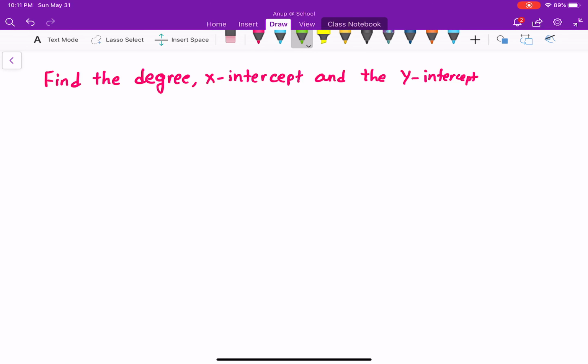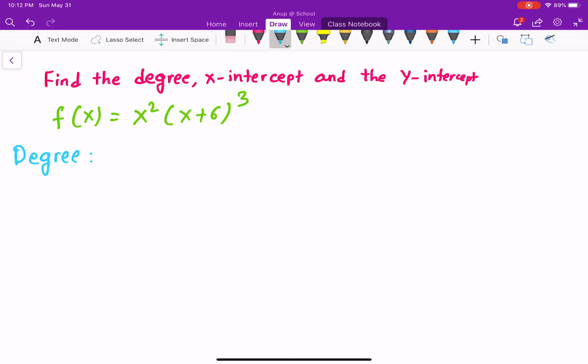In this example, we'll try to find the degree, x-intercept and y-intercept of the polynomial. Let's take one of the examples given as f of x equals x squared times (x plus 6) to the power cube, and our goal is to first find, let's say, the degree. So how do you find the degree of this polynomial?